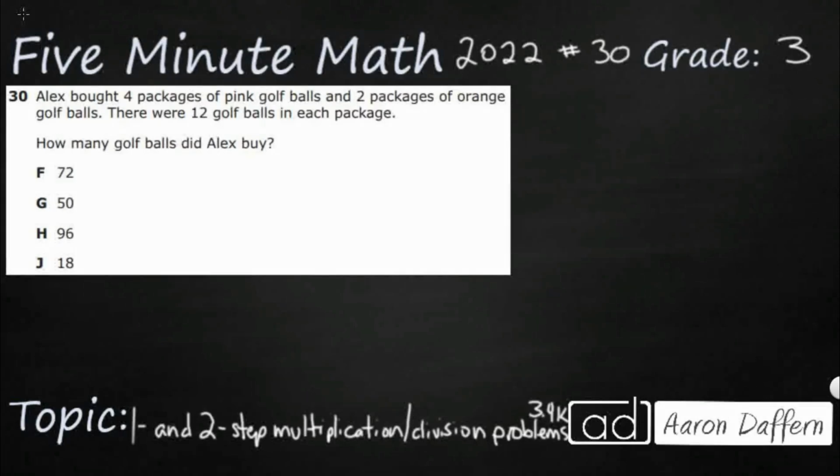Today we are looking at the third grade concept of 1- and 2-step multiplication and division problems. This is standard 3.4K in the great state of Texas, and we are using item number 30 of the 2022 released STAAR test. If you haven't done so already, please go ahead and take a moment to pause the video, work this problem out on your own, unpause it, and we will look at our answers together.